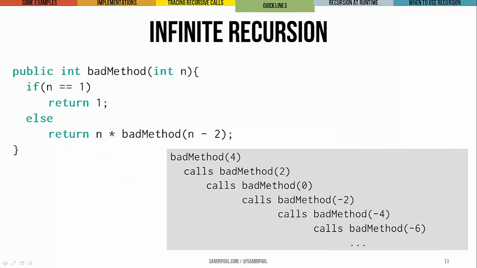Here you can see another example of a broken recursive method. This method works just fine if n is odd, if the parameter is odd. But when n is even, the method is going to run straight through the base case and keep going. It ends up looking like this. If we start with a call of 4, it goes through 2 and 0 and then negative 2, negative 4, negative 6. We never hit the base case of n equals 1. So this is a case where we were approaching the base case, but we blew right past it.